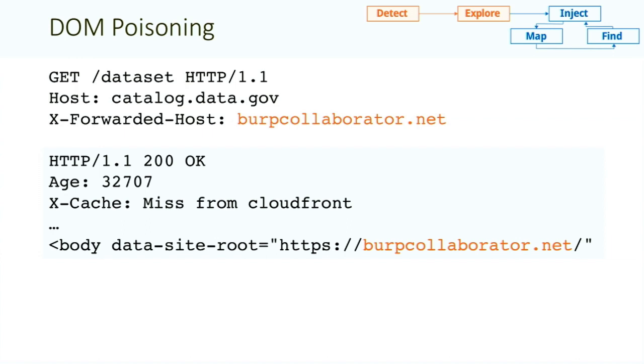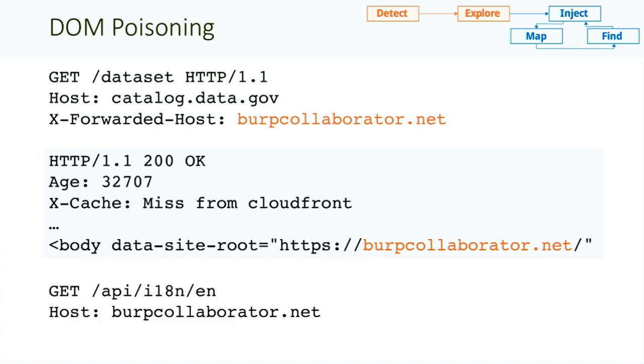And what I found was when I loaded certain pages, my browser sent a request to the Collaborator server to fetch some internationalization data from it. So using this unkeyed input with cache poisoning, we can make people visiting this website fetch some kind of internationalization data from our website. Let's have a look at what this data is supposed to look like.